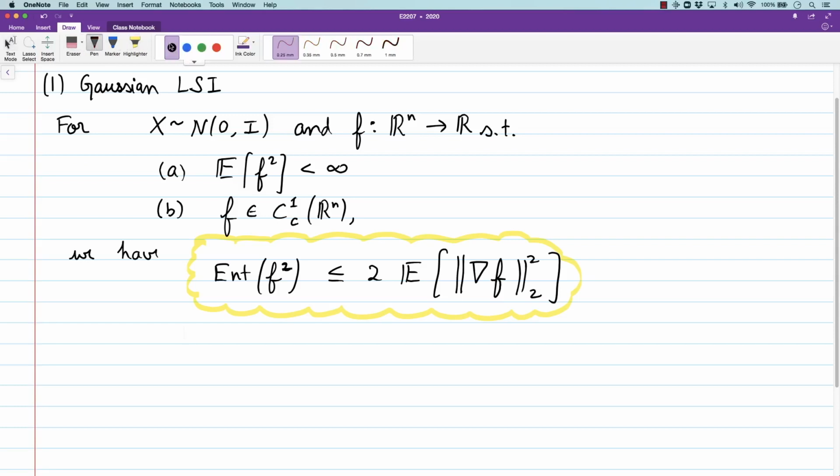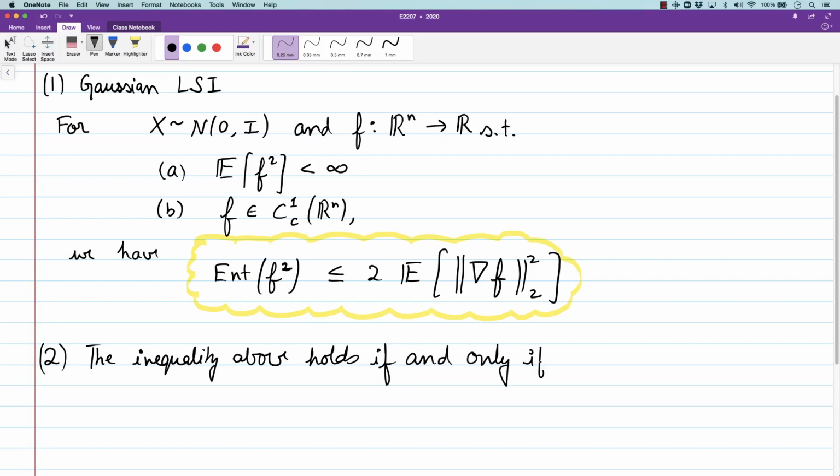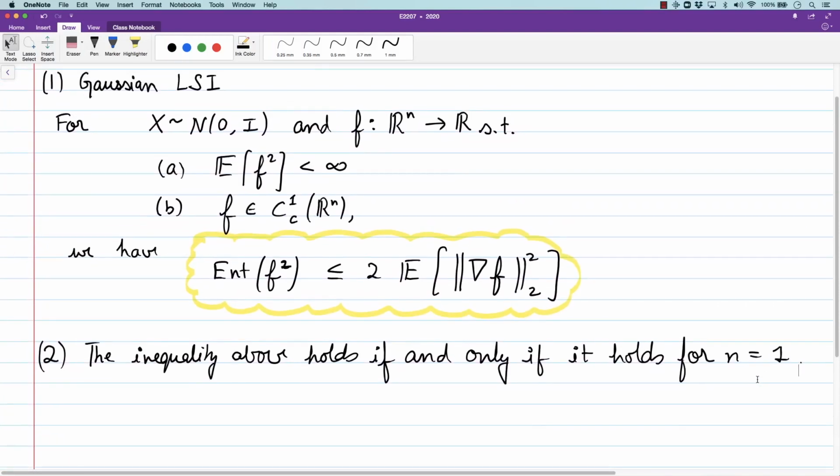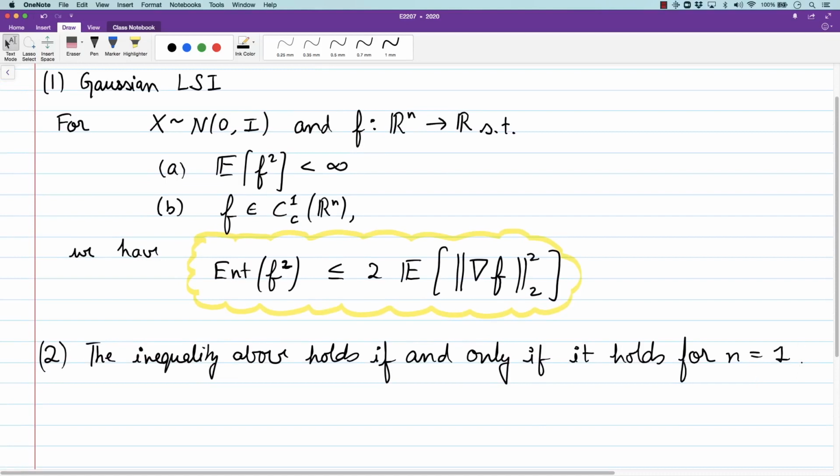We presented a proof of this inequality where we first derived the binary log-Sobolev inequality, and then we used the central limit theorem to derive the Gaussian log-Sobolev inequality. Now, one important property that we used in all these proofs is the tensorization property, which essentially tells us that it suffices to show this inequality for n equal to 1, the one-dimensional case. So the inequality above holds if and only if it holds for n equal to 1. So if this inequality holds for all functions for n equal to 1, then it must hold for all functions for larger n. That's the result.